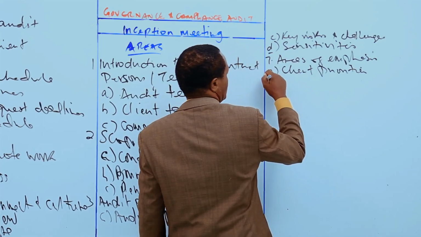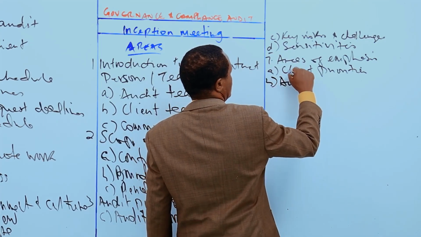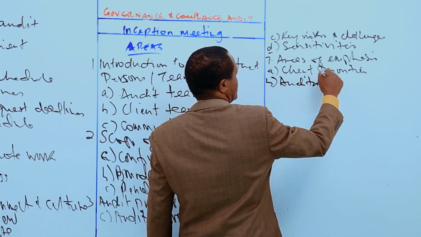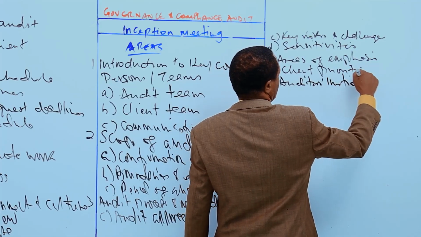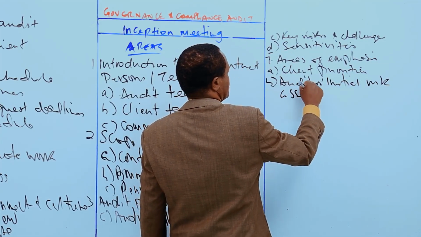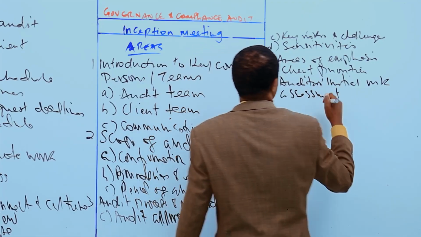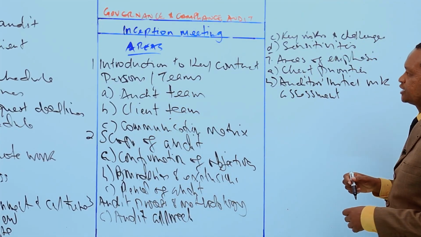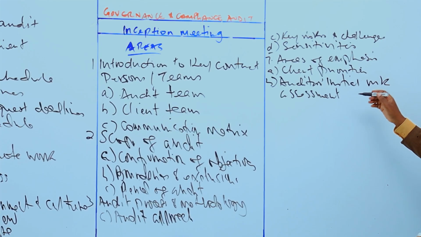2, we have auditors' initial risk assessment. That can be discussed also, the auditor's initial risk assessment. The auditor may present their initial understanding of the potential risk areas based on their preliminary planning, seeking client input and also validation.